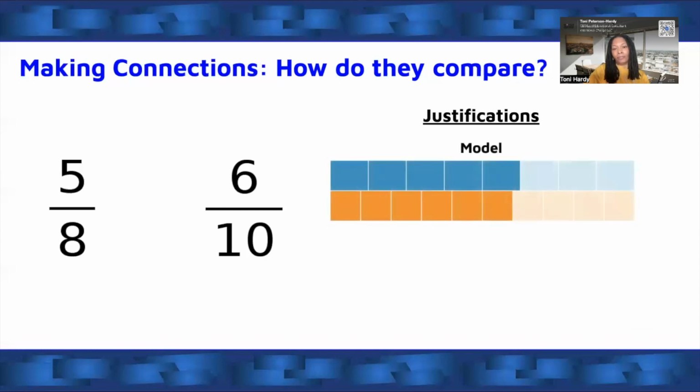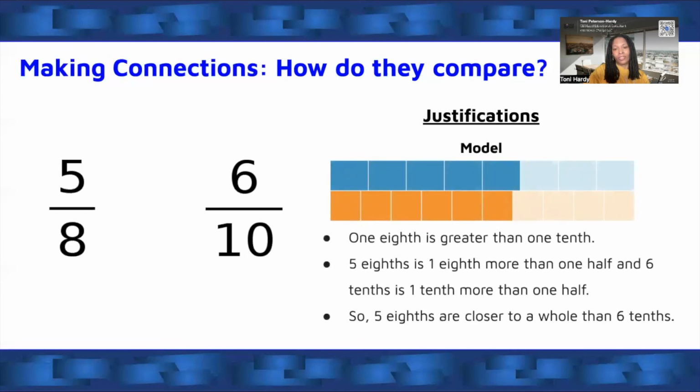So here's a model. 1/8 is greater than 1/10. 5/8 is 1/8 more than 1/2. 6/10 is 1/10 more than 1/2. Okay, so look at these. If we're looking just at a half, 5/8 are closer to a whole than 6/10. Just because we know about the unit fraction, we're comparing this part to this part. The kids need to have that exploration time.